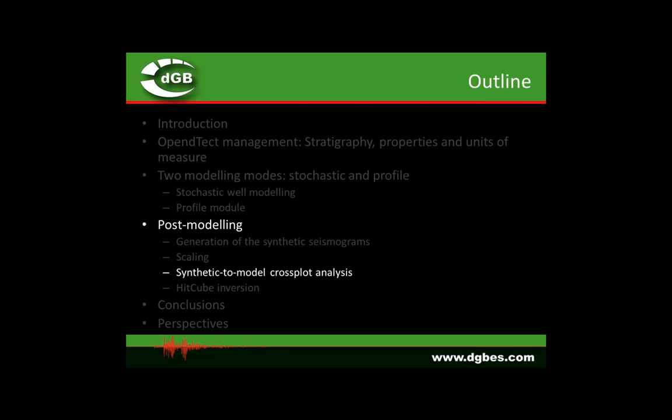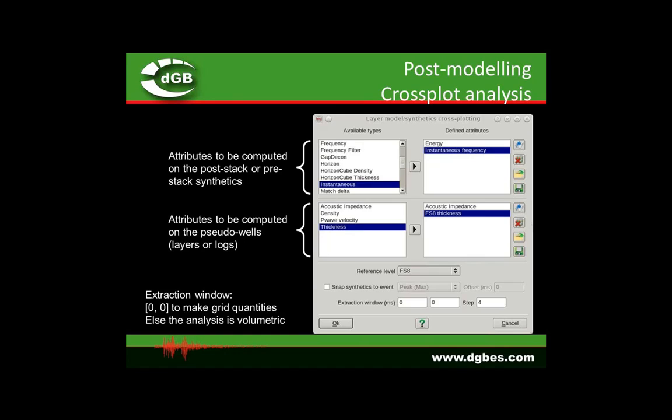One of the two key post-modeling utilities that you may want to perform is the synthetic to model crossplot analysis. The window that you pop up from the SynthRock window looks like this one, and has more or less three parts. The top part is where you can recognize the standard attributes you see in the normal attribute set window. These attributes will have the same parameters and will be applied to either the post-stack or the pre-stack synthetics that you have defined previously.